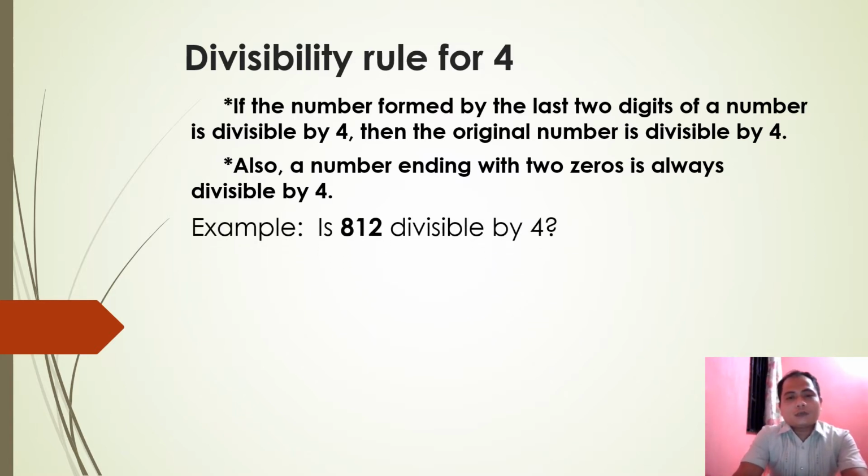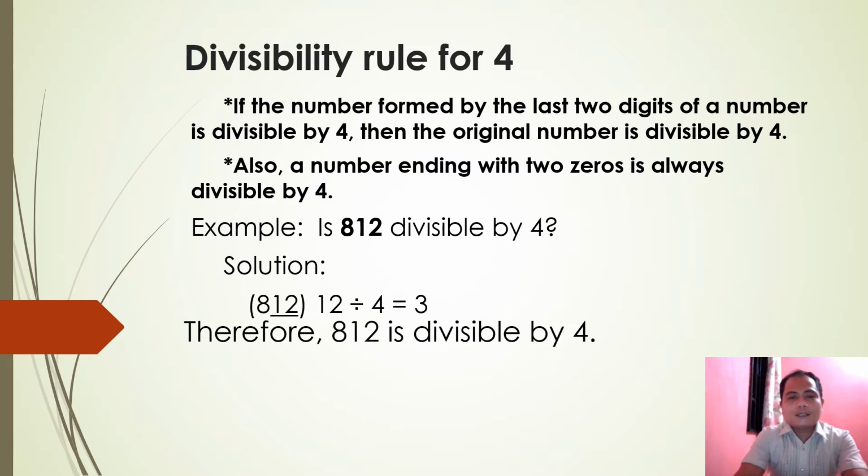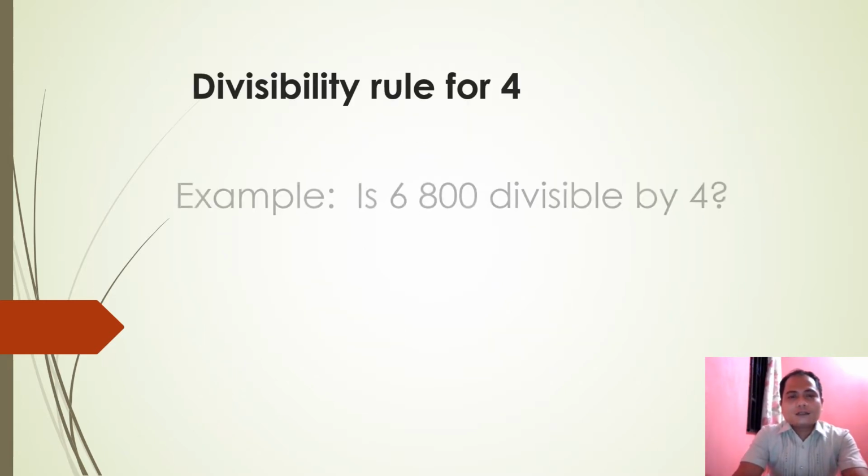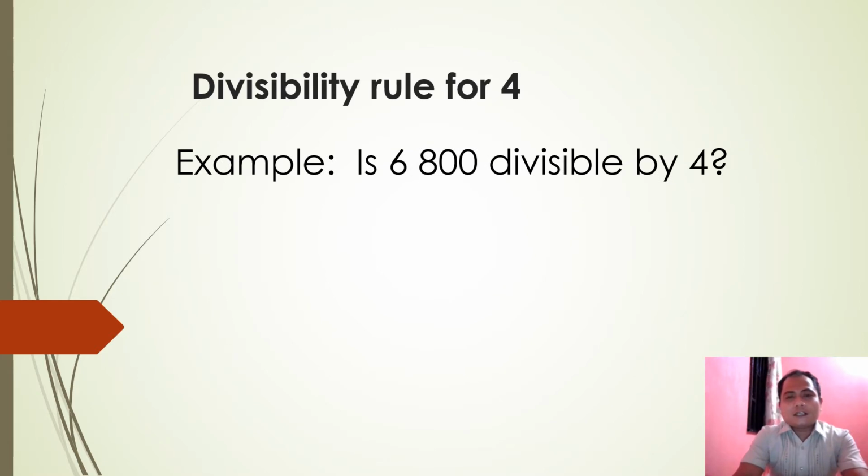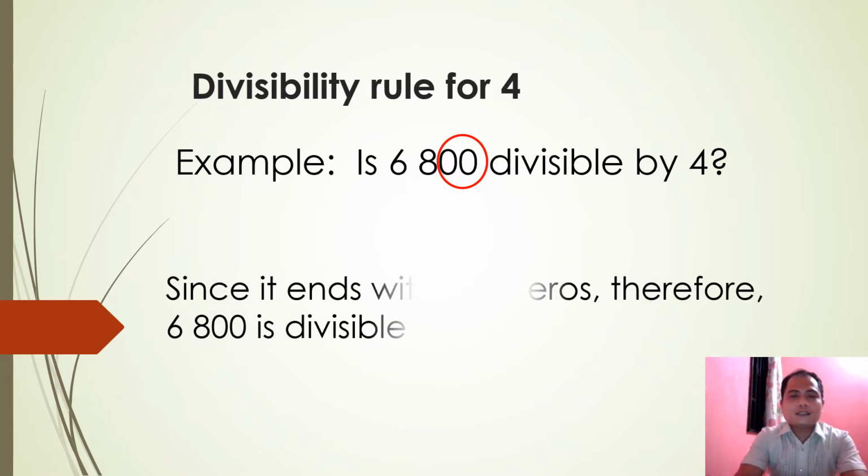Example, is 812 divisible by 4? So, we are going to look at the last two digits, which is 12. 12 divided by 4 is 3. Therefore, 812 is divisible by 4. Okay? Dali lang. Next, is 6,800 divisible by 4? So, as we can see, it ends with two zeros. So, automatic na, that is divisible by 4.